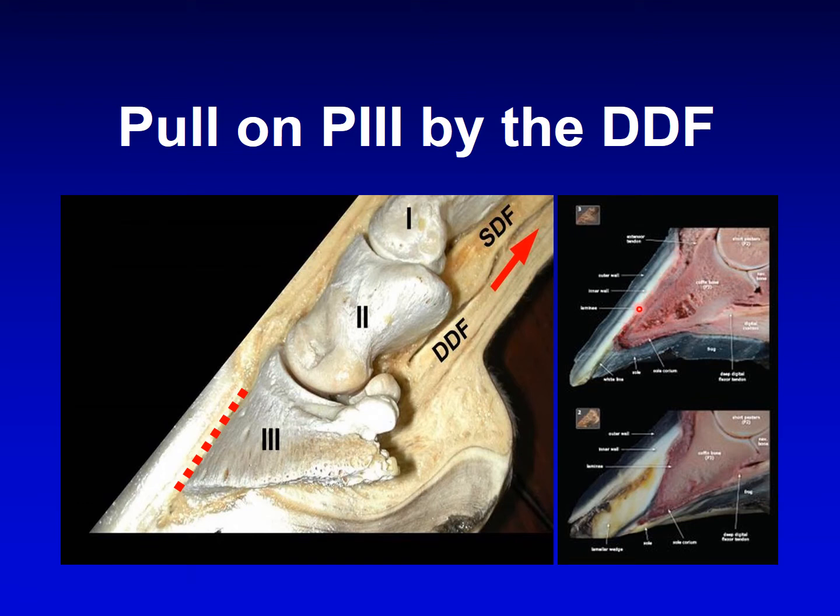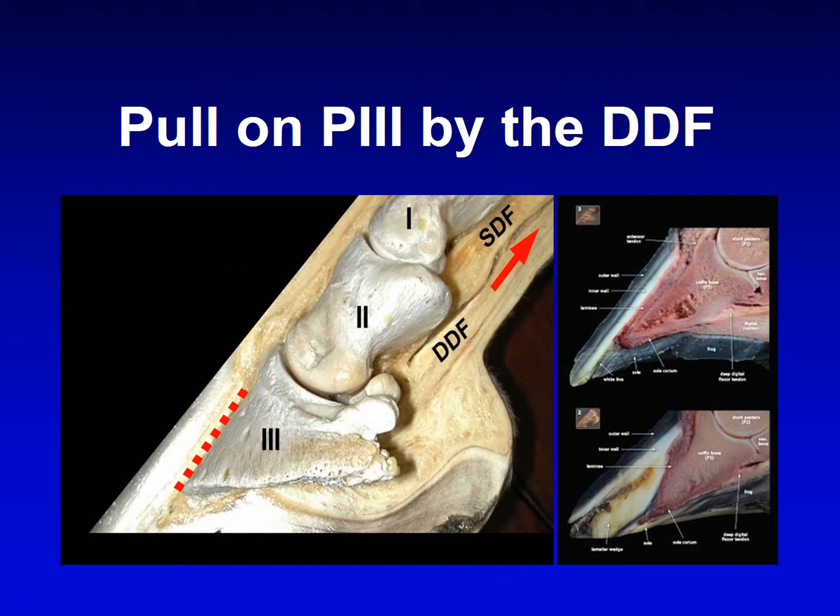The stage 2 of this disease is called rotation of P3, which is due to the pull by the deep digital flexor tendon. Continuous pulling will pull the third phalanx or the coffin bone caudally, and this will make the case even worse. As I said, it's a pretty harsh disease, and it ends with a pretty grave prognosis, especially at this stage right here.